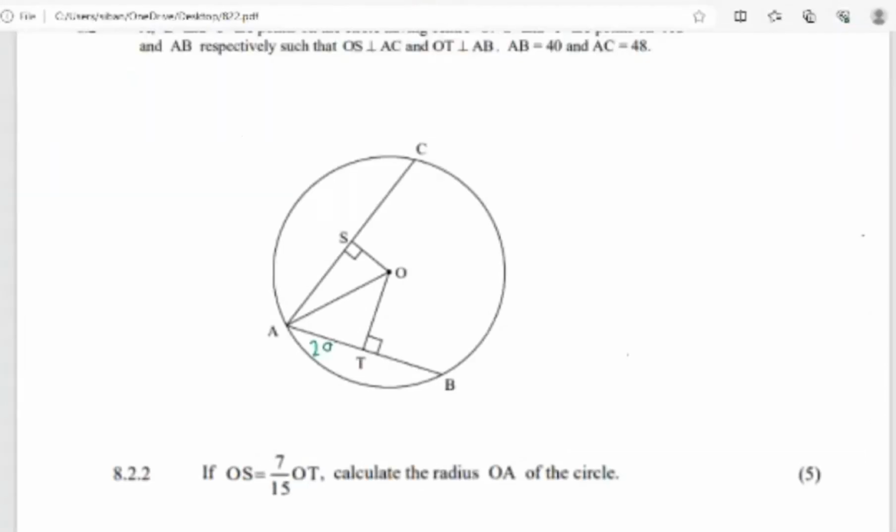8.2.2. If OS is 7/15 of OT, calculate the radius OA of the circle. Let's start by working in this triangle. Using Pythagoras, we can say OA squared equals OT squared plus AT squared, and my reason will be Pythagoras.